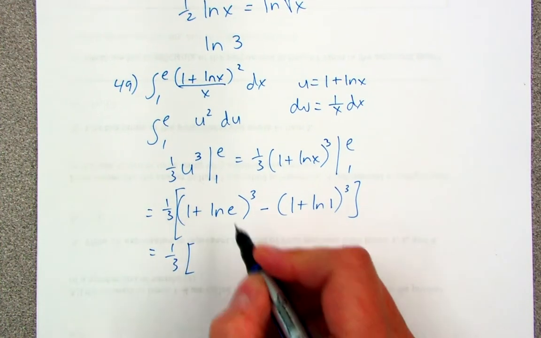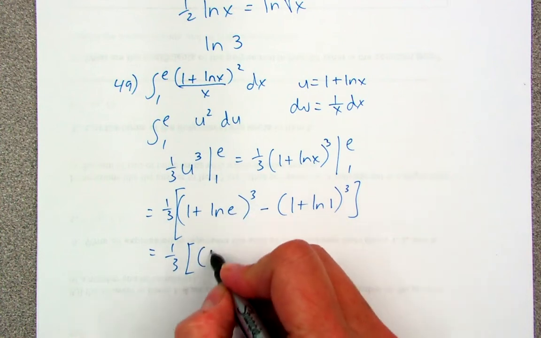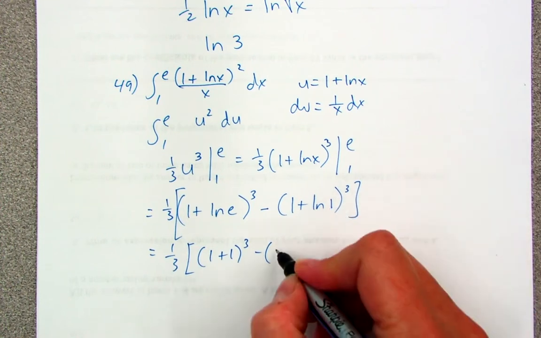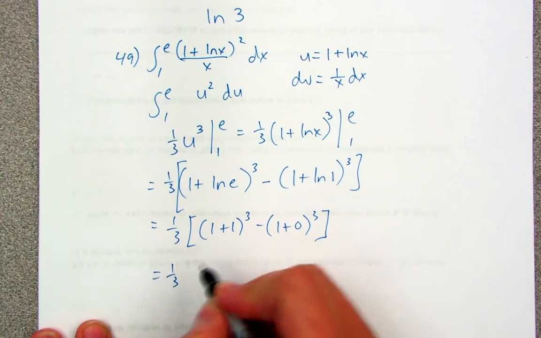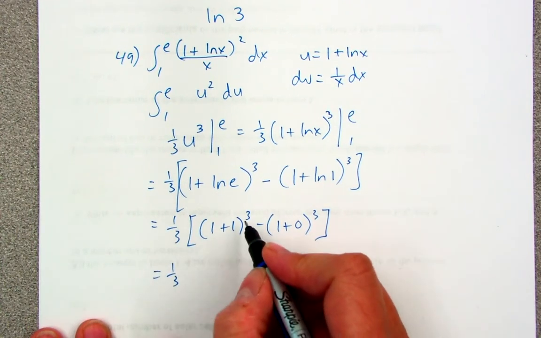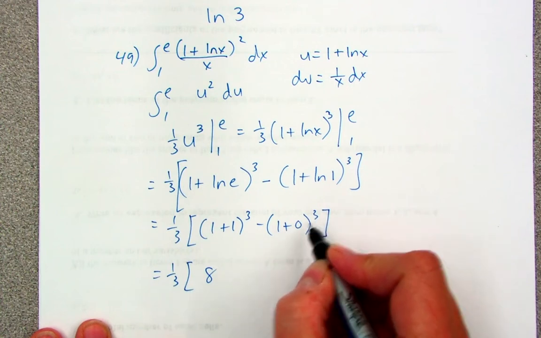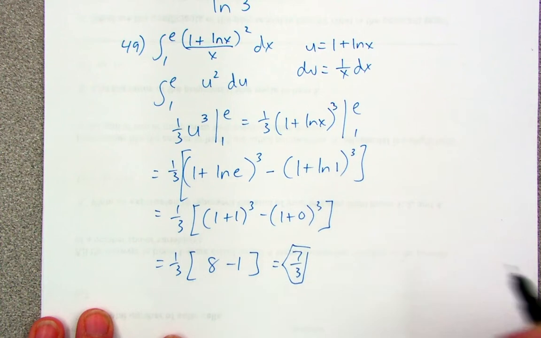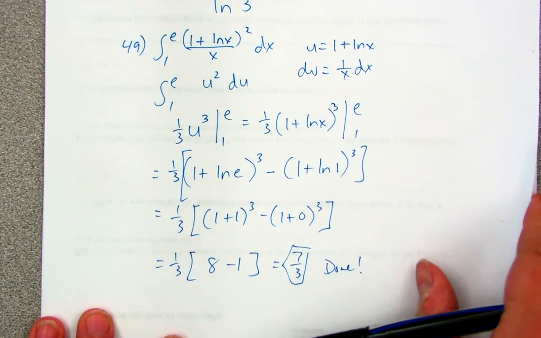So let's take a look at this. Natural log of e. So e to what power is e? That's 1. That's really 1 plus 1 cubed. And e to what power is 1? 0. So that's 1 plus 1, that's 2. That's 2 cubed. 2 cubed is 8. And that's 1. 1 cubed is 1. So that's 7. 7/3. Done. Next problem.